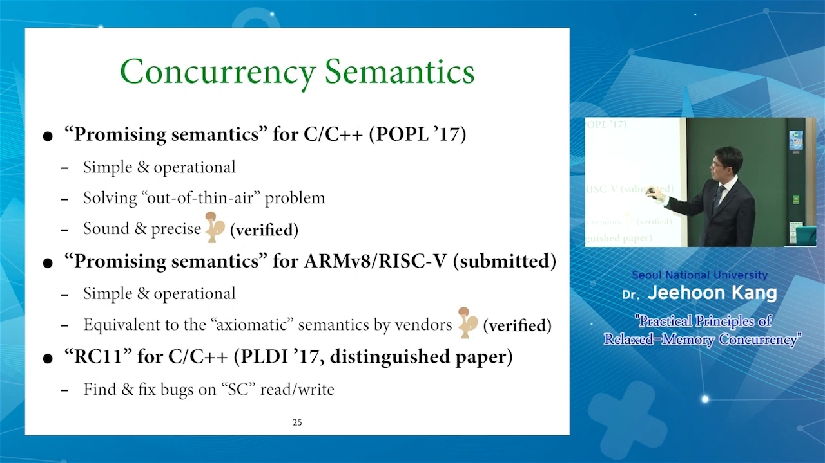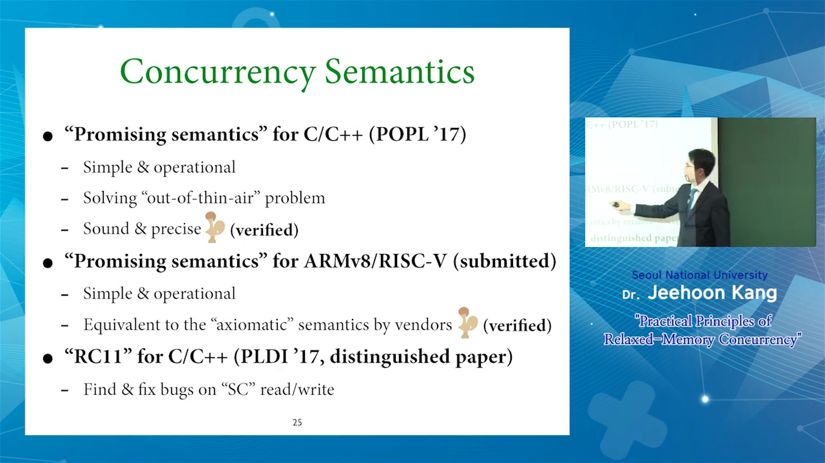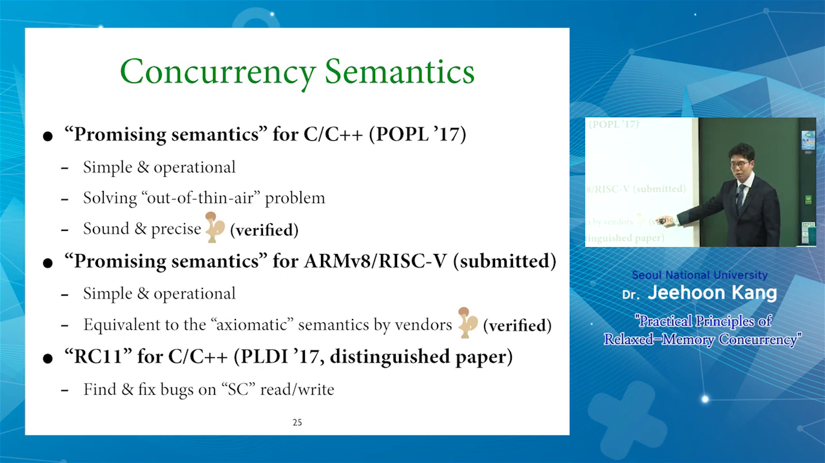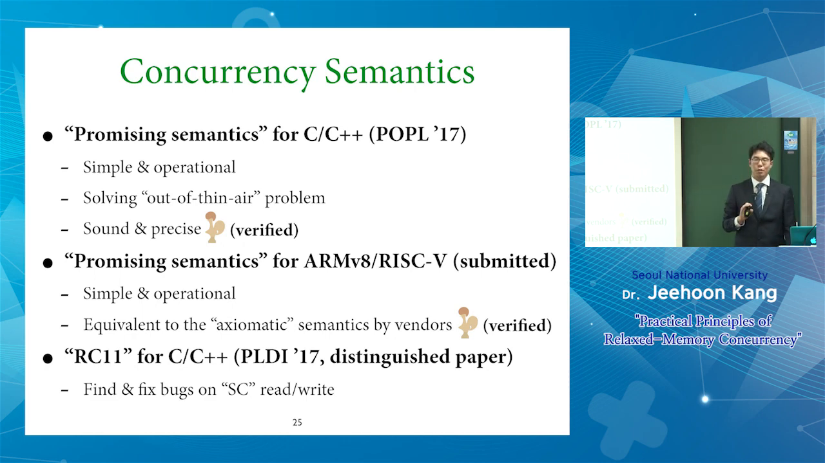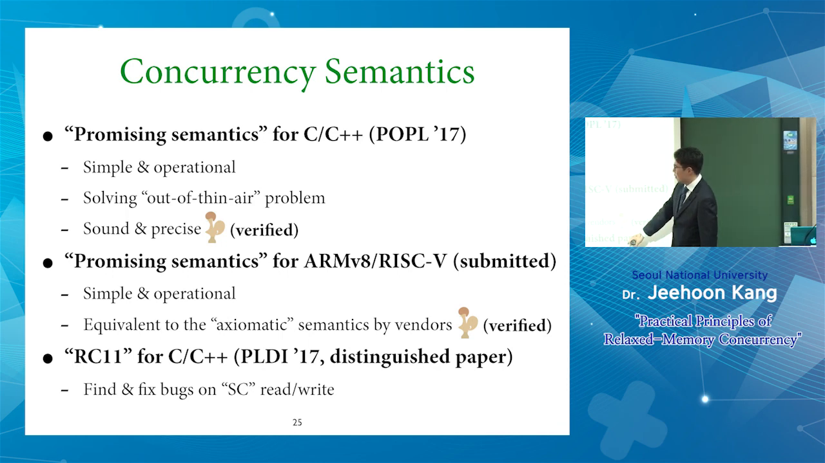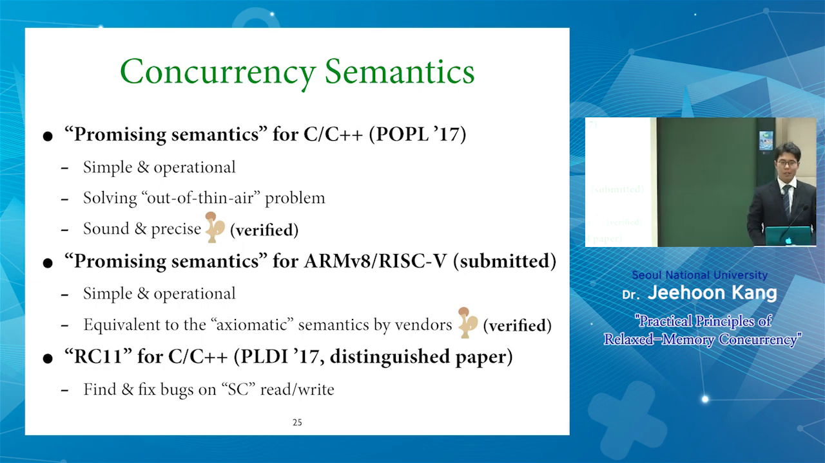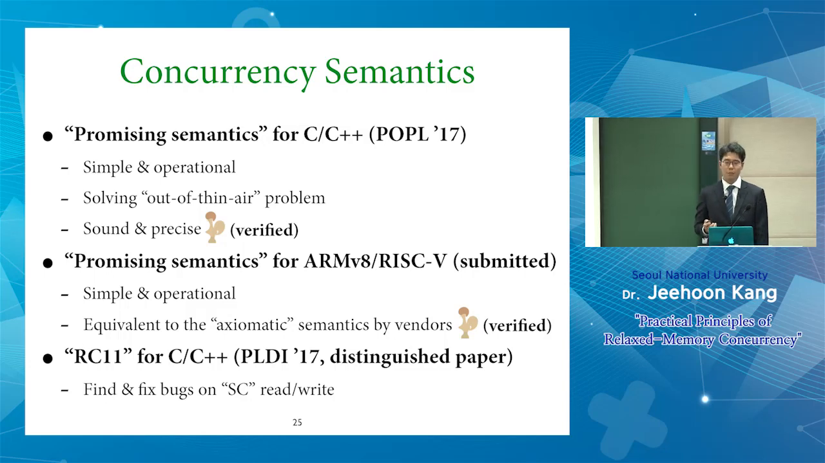So second, we propose promising semantics for hardware architectures like ARM and RISC-V. This semantics is also simple and operational, and we prove that it is equivalent to the axiomatic semantics by the hardware vendors. We verified this in the Coq theorem prover, which means the proofs are checked by the machine, so you don't need to worry about validity. Lastly, we propose the RC11 model for C and C++ programming languages. In this paper, we found and fixed bugs in the so-called sequentially consistent mode for read and write.